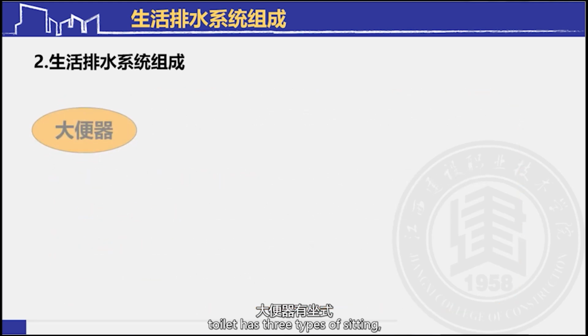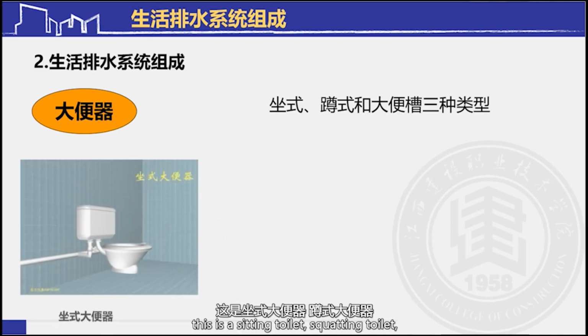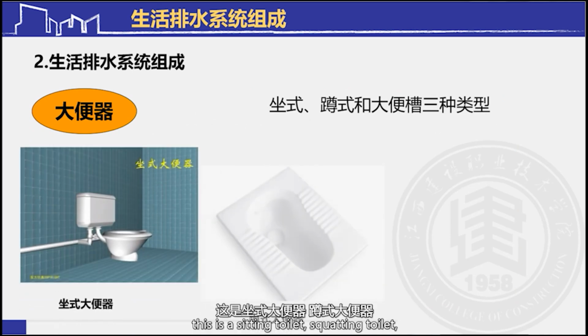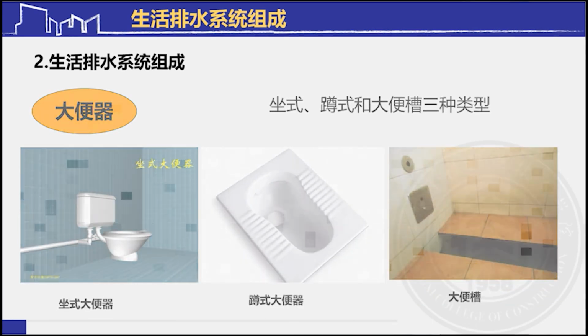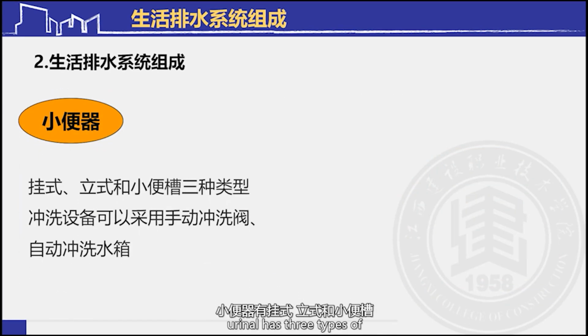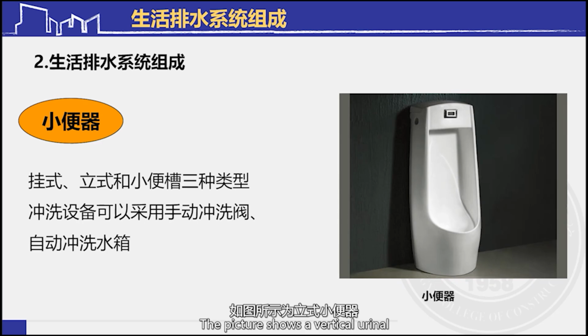Toilet has three types: sitting, squatting and stool tank, as shown in the figure. This is a sitting toilet, and a squatting toilet. The home commonly uses these two. This is the stool tank. Urinal has three types: hanging, vertical and urinal flushing equipment. It can use a manual flushing valve or an automatic flushing water tank. The picture shows a vertical urinal.